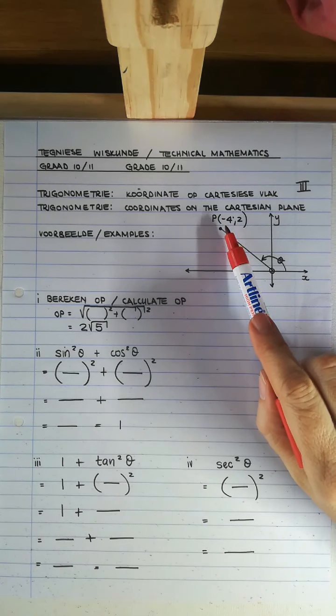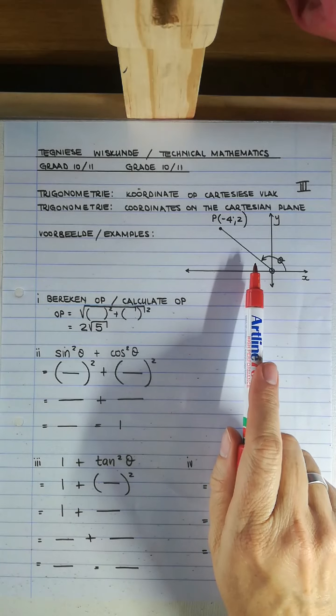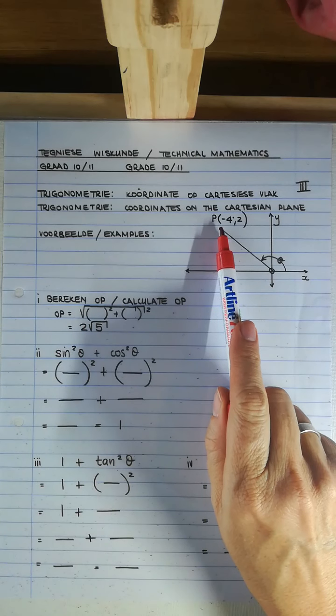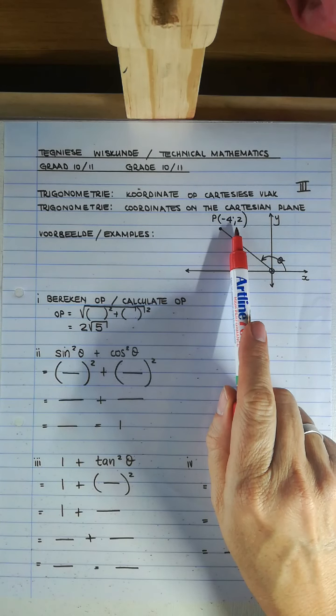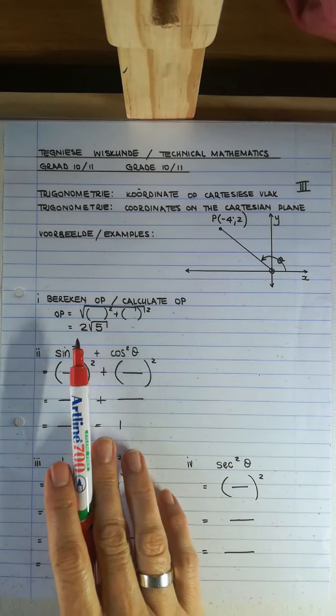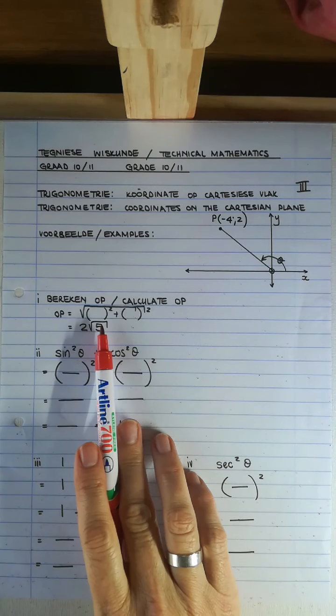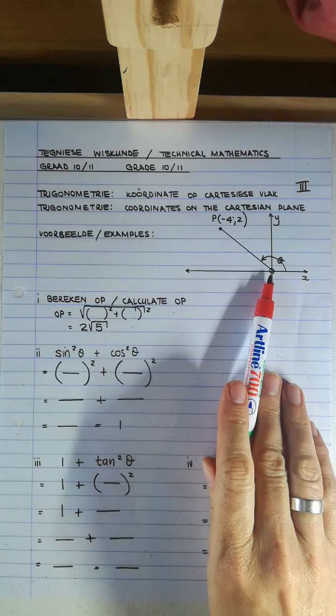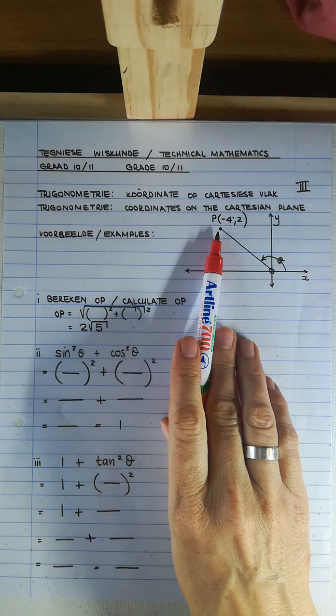Coordinates on the Cartesian plane. We will look at a specific example. The point P is given as (-4, 2), and the angle theta is given over here. They ask us first of all to calculate the length of OP. That means it's the distance from the origin to the point P.